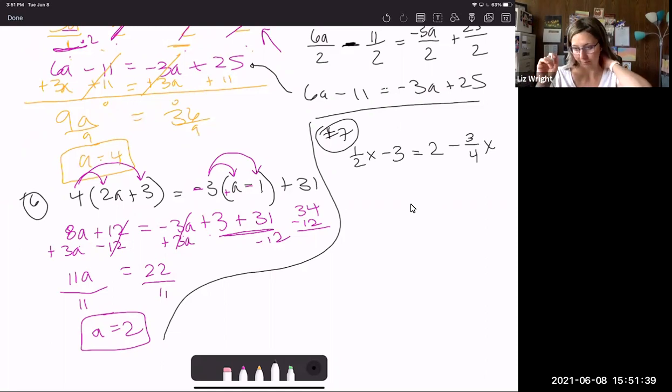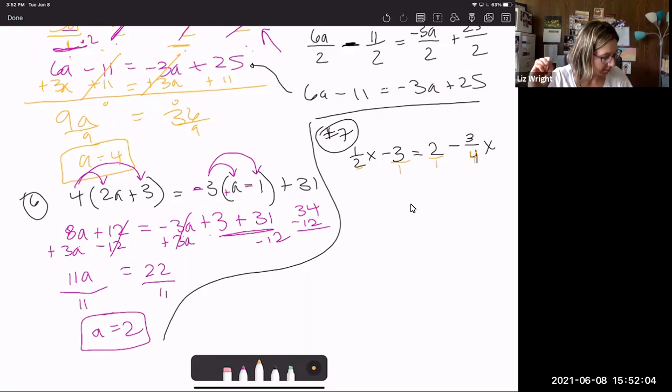So pause the video. That's what I want you to think about. Before you pause the video, think about this. What is your least common denominator between, we've got 2, I'm going to put this over 1, that over 1, and 4. What's your least common denominator, your least common multiple? That is what you're going to multiply every single term by. Ready, set, go. Pause the video.